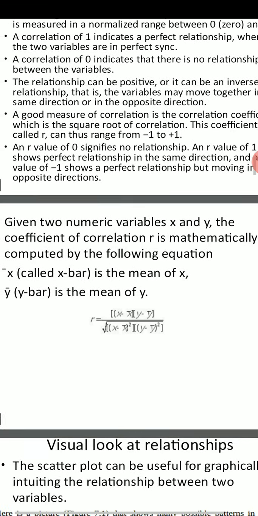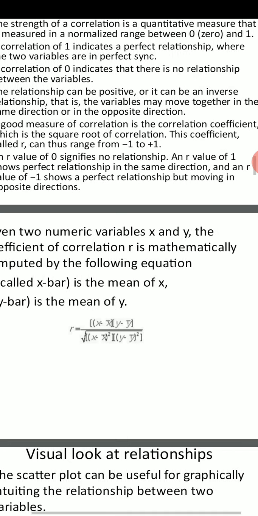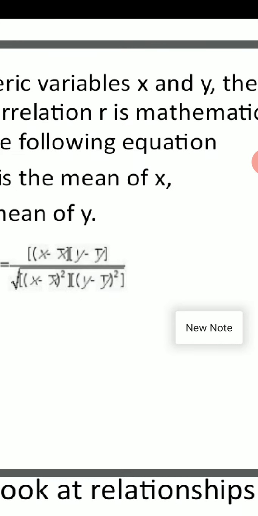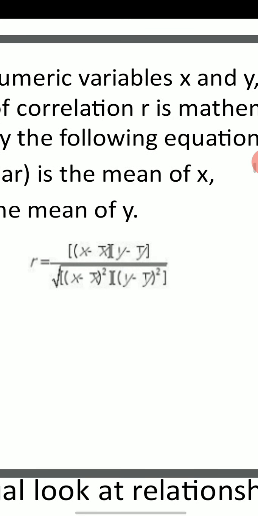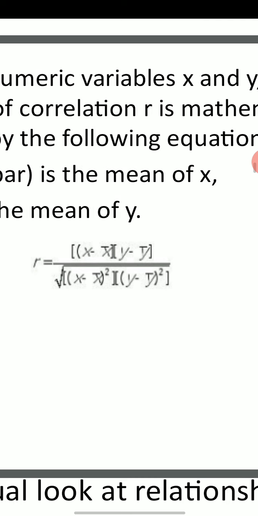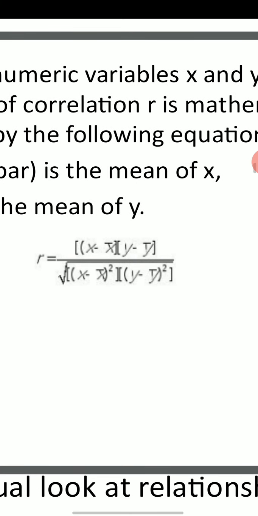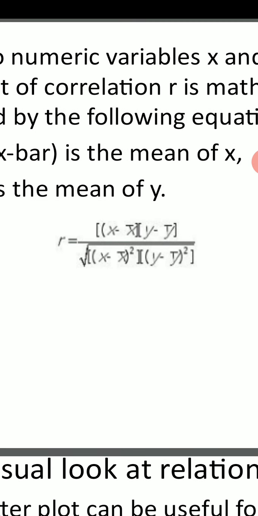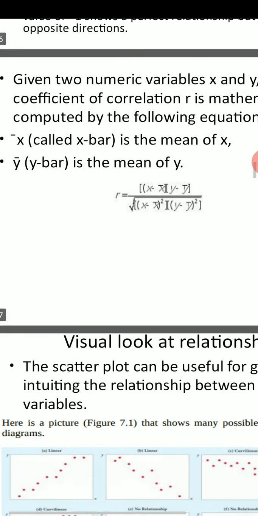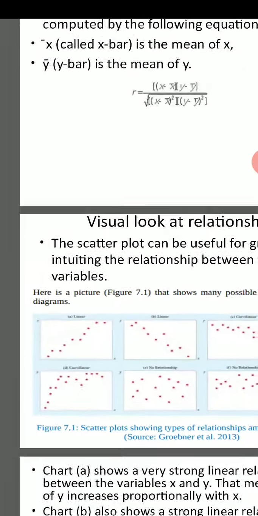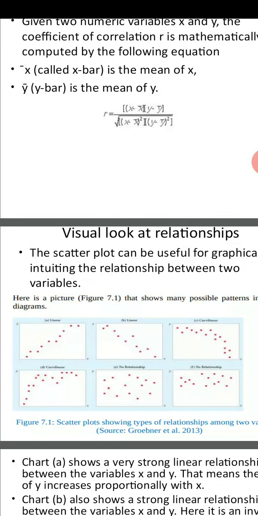Given two numeric variables x and y, the correlation coefficient is mathematically computed by the following formula: r equals the sum of (x minus x bar) times (y minus y bar), divided by the square root of the sum of (x minus x bar) whole square times the sum of (y minus y bar) whole square. Here are a few of the figures which are plotted in a graph.